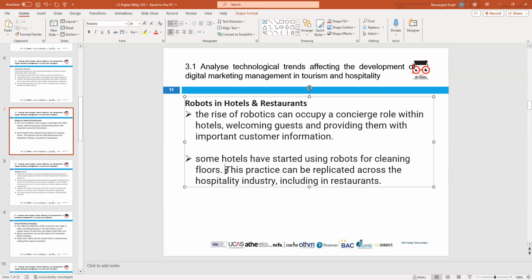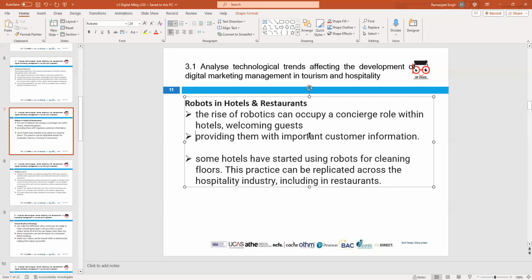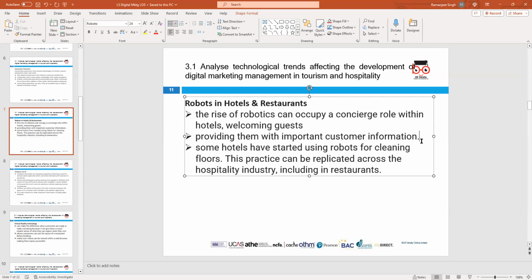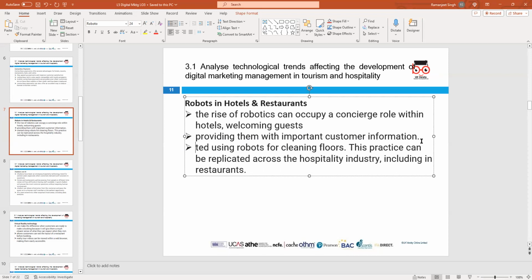So the robots are used in cleaning, in welcoming guests, in providing customer information. Anything else? Or cleaning floors. And this can be taken to other restaurants.